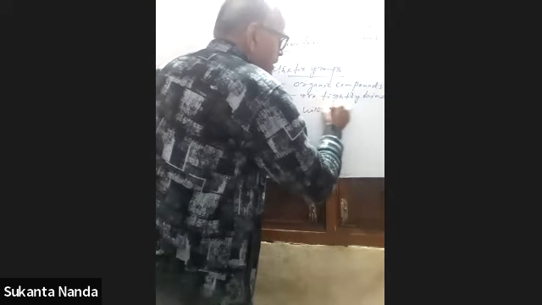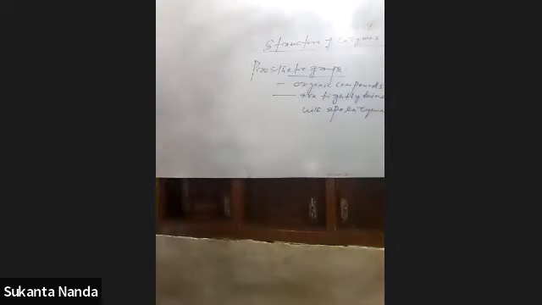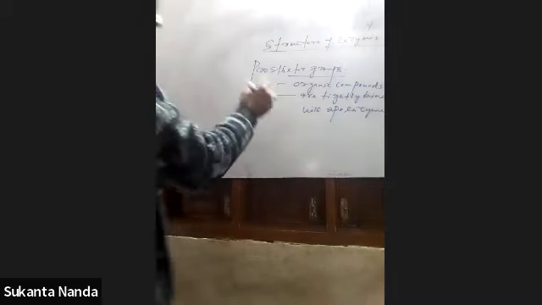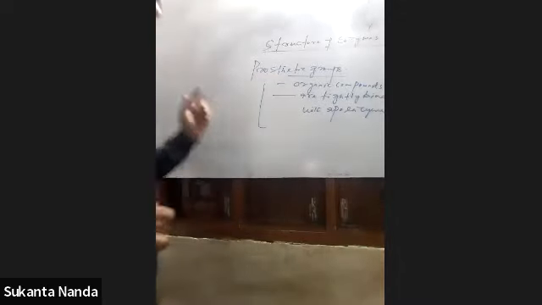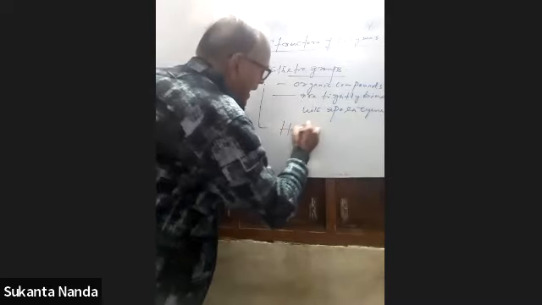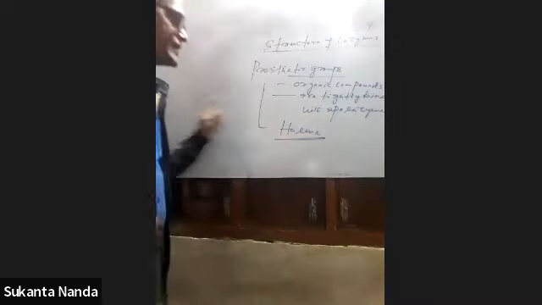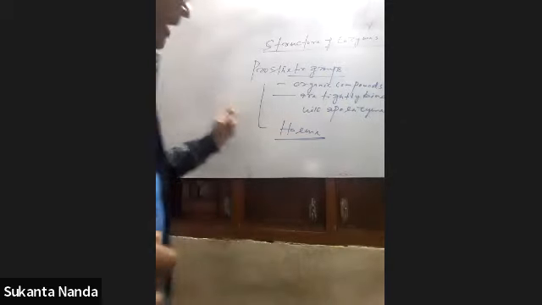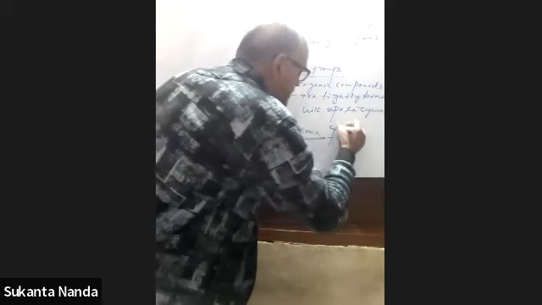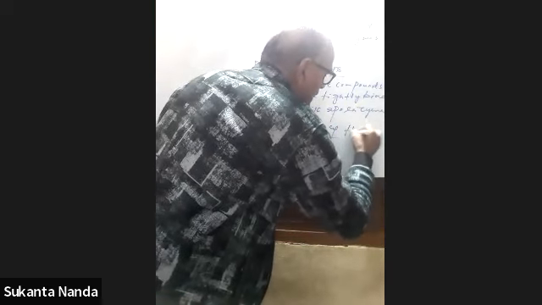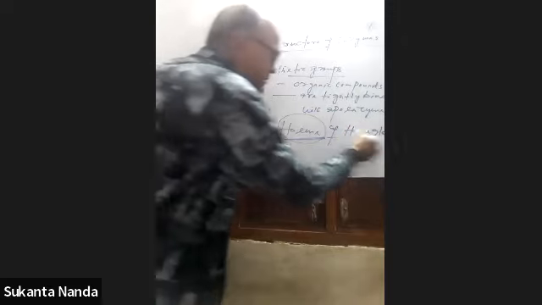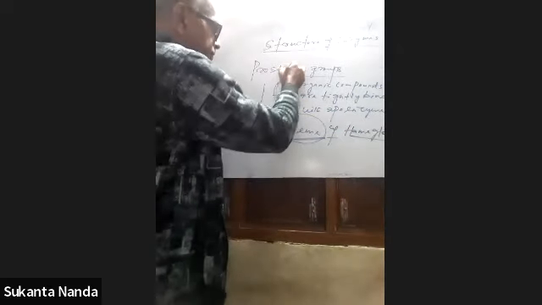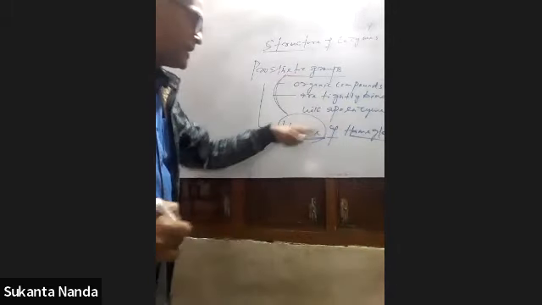They are tightly bound with apoenzymes. And for examples of prosthetic groups, one is heme. That is the iron part of hemoglobin. Heme of hemoglobin is a prosthetic group.